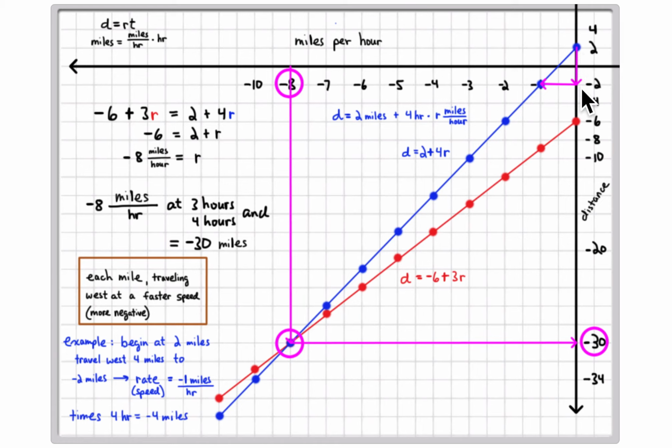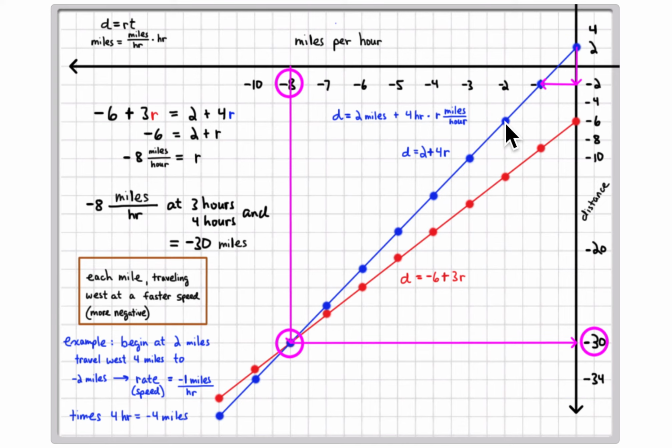I'm going 4 miles in 4 hours, so I'm traveling 1 mile per hour. I'm sorry, traveling 4 miles in 4 hours. So I'm traveling 1 mile per hour. Here I'm traveling 8 miles in 2 hours. So I'm traveling 2 miles per hour.